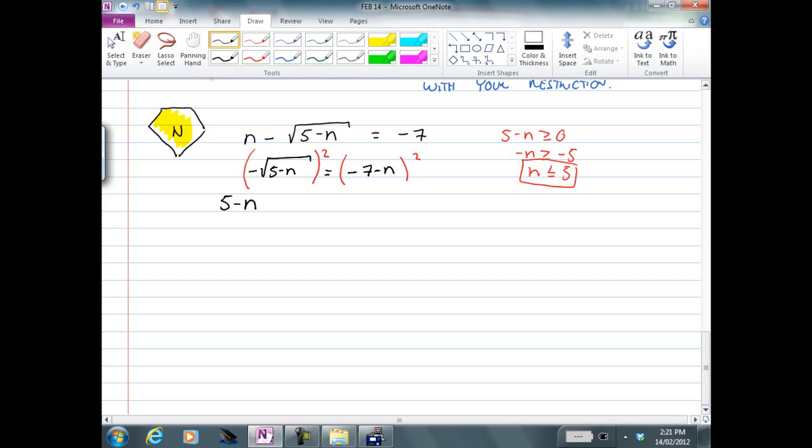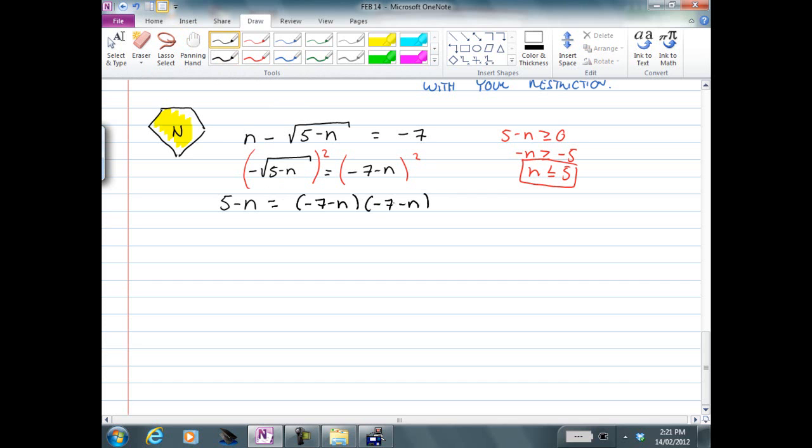Because when you square a negative number, it'll always be positive. Okay, but look at the right side. On the right side, some of you say, Miss Snow, what the heck is that squared? I'm going to write this out as two brackets right now: minus n times minus 7 minus n. Go ahead, and I want you to FOIL the right side out right now.